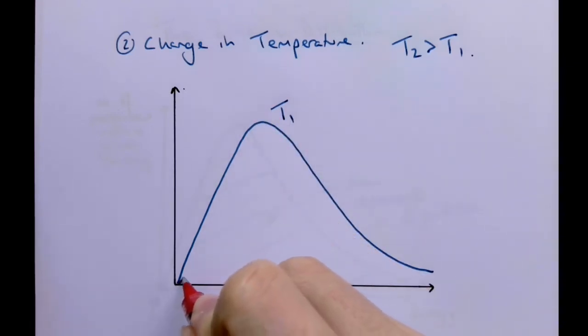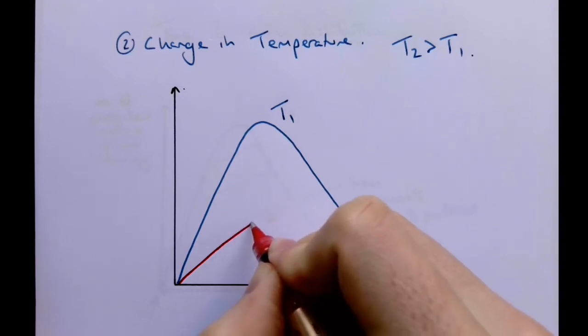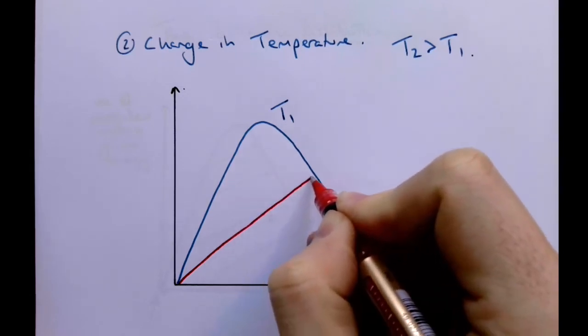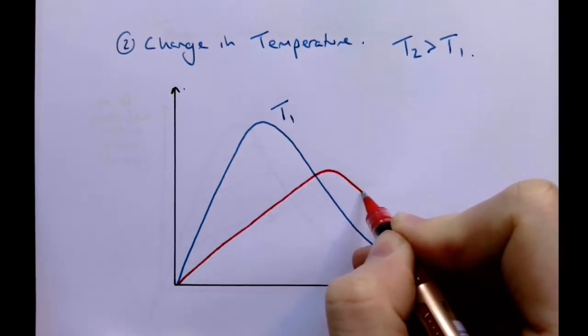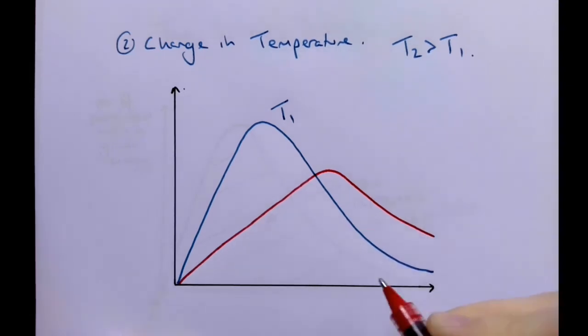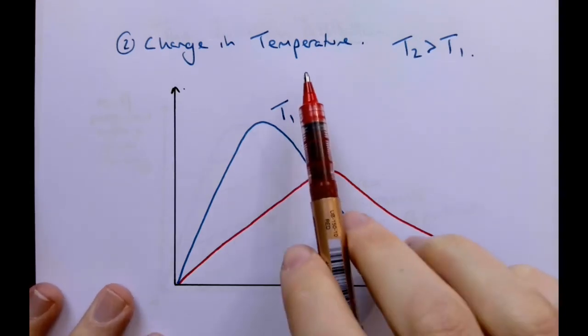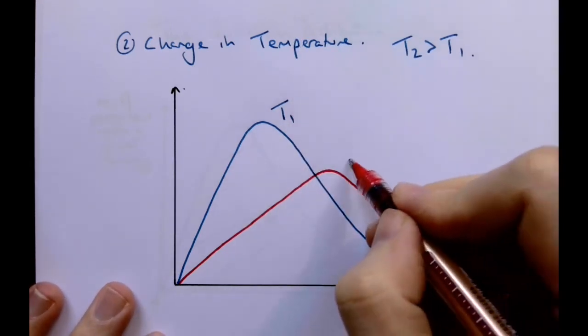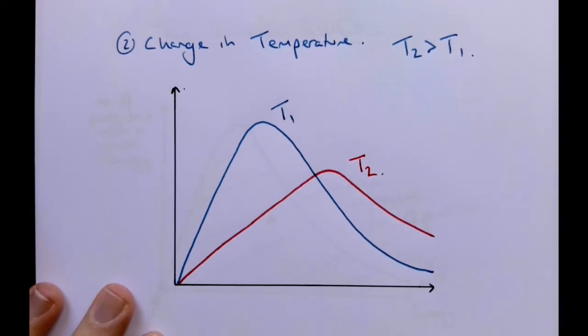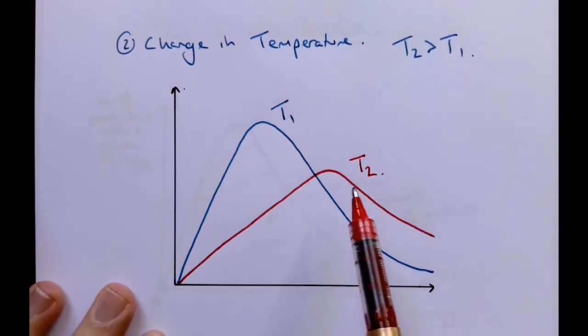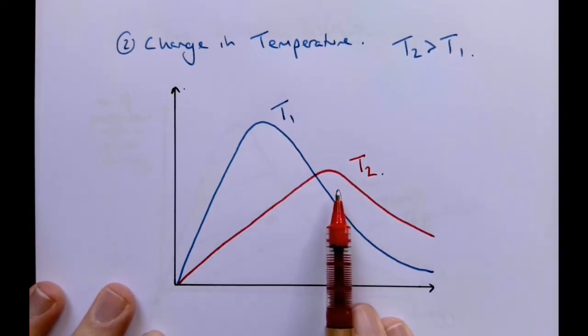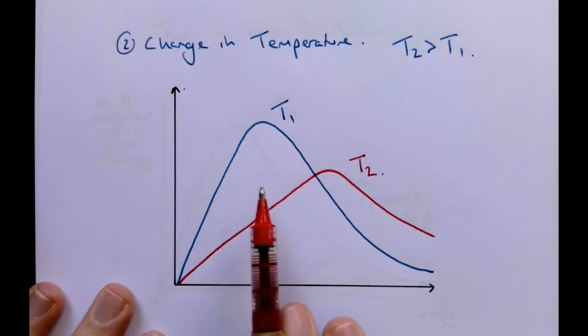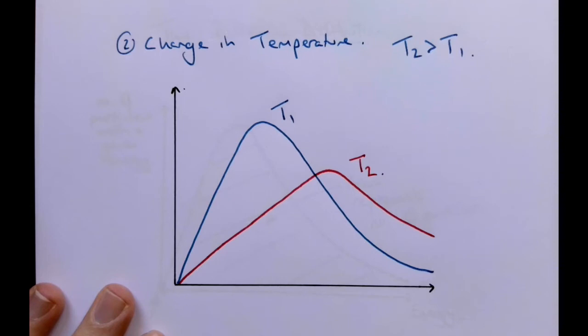But the peak can't be as high, because if the peak was as high, it would mean that the area under the graph would be larger, which means there would be more particles, which isn't possible because I haven't changed the number of particles, I've only changed the temperature. So that would be T2. You can see that on average the particles have more energy, and the areas underneath the graphs are the same.